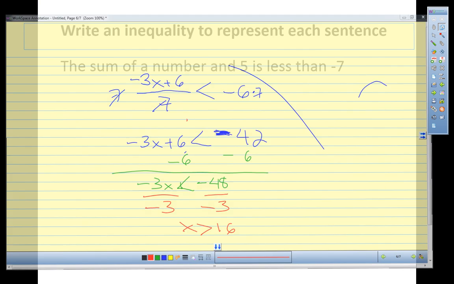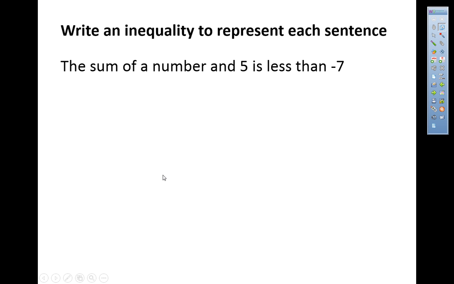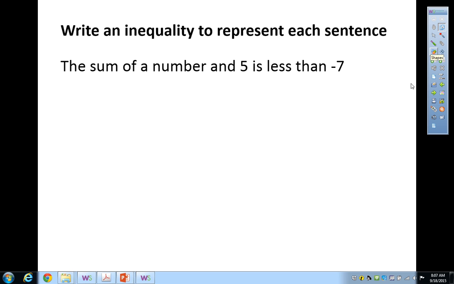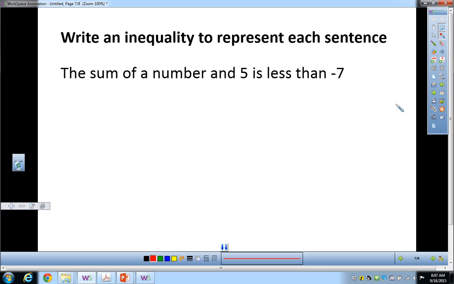So, moving on. In this case, I'm going to do one, then I'll give you guys a couple tries. We're converting expressions to inequalities, or statements to inequalities. The sum of a number n and 5 is less than negative 7. Sure, go ahead. I'll let you guys tell me how to do this one for a valuable sucker prize. Who wants to try this one?